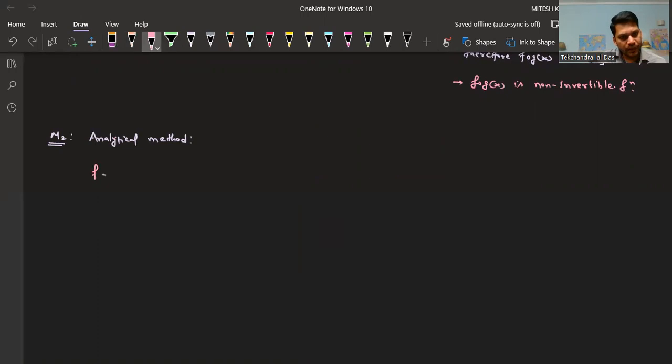See, f x function is given. Let me check the function. Yes, the function is 1 minus x for x less than or equal to 0, and x square for x greater than 0. And the g x function we have here is minus x for x less than 1, and 1 minus x for x greater than or equal to 1. And we have to find f of g x.